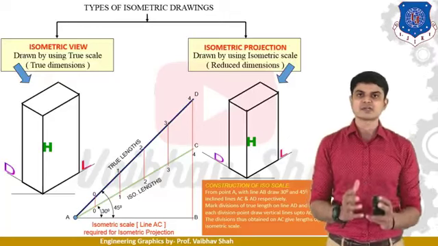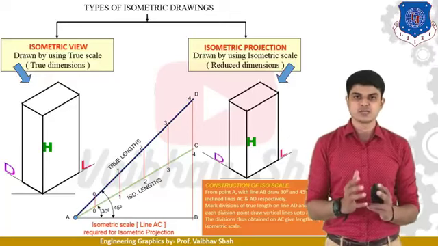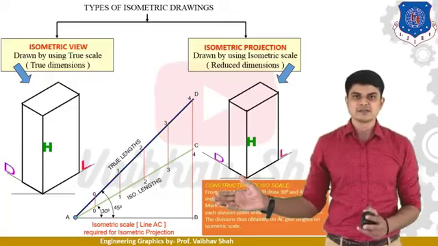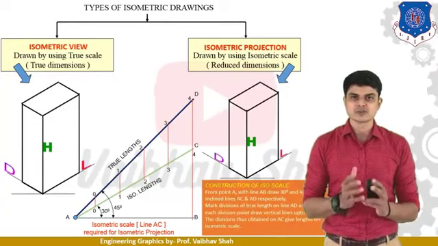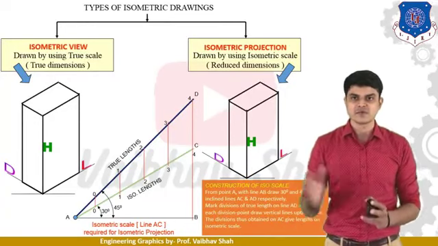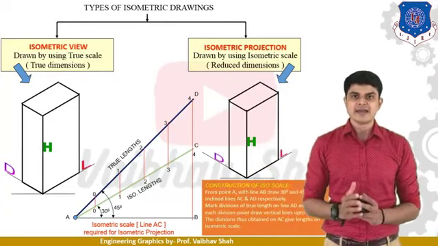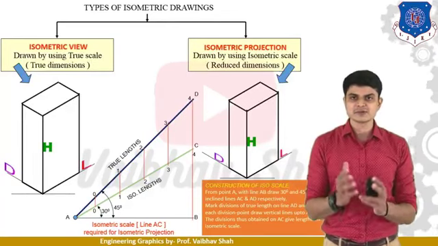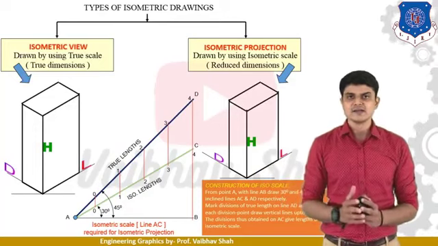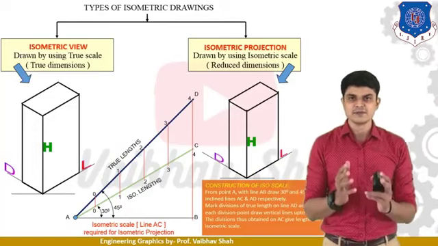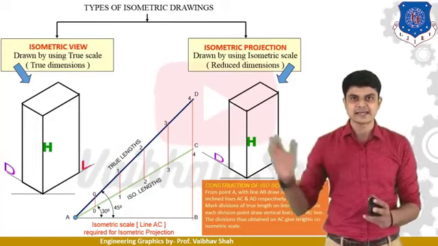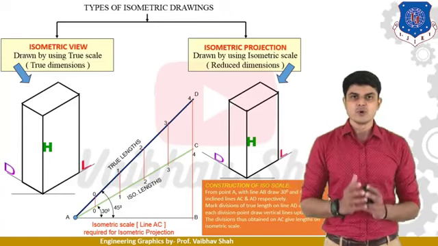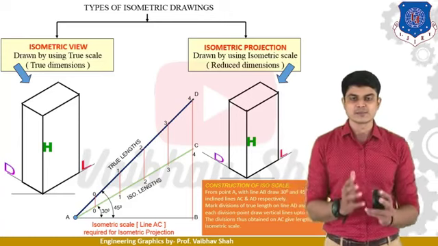So let us now construct the isometric scale. What we need to do is draw one horizontal line. Onto this horizontal line you need to construct two lines, the first at 30 degrees and the second at 45 degrees. The first line is known as your isometric scale, onto which you will show your isometric lengths, and the second line is known as your true length line, or you can say a normal scale.